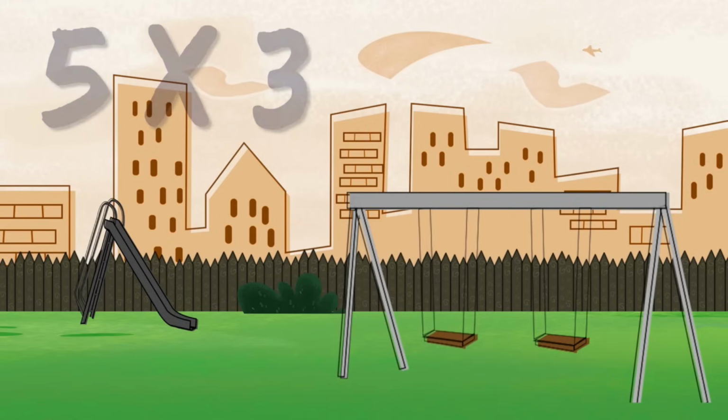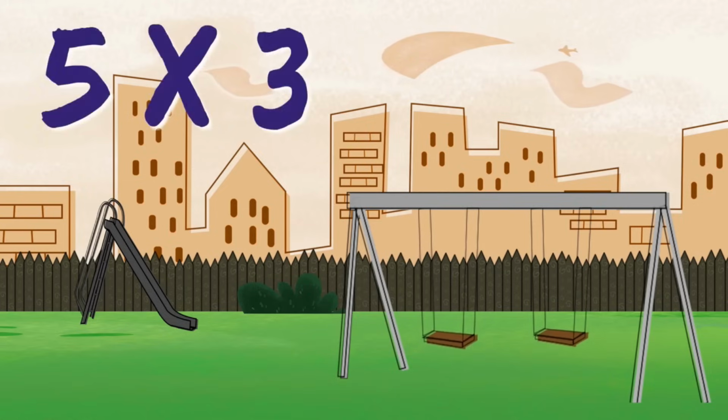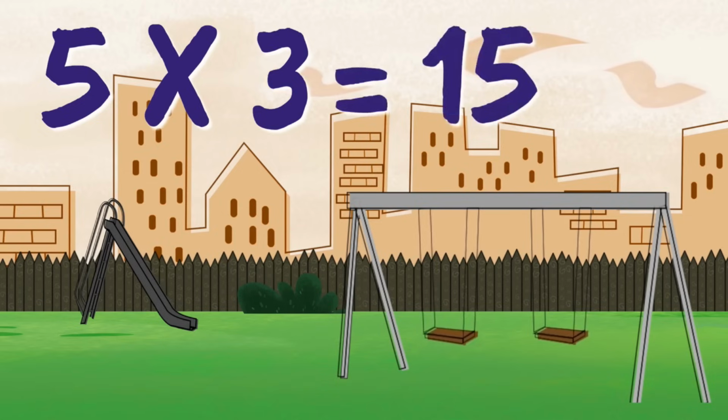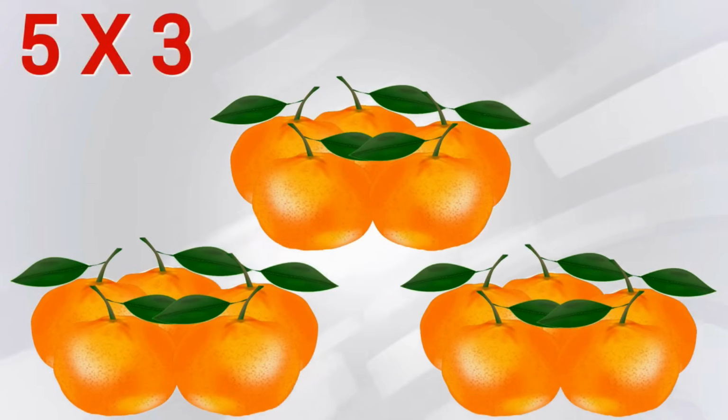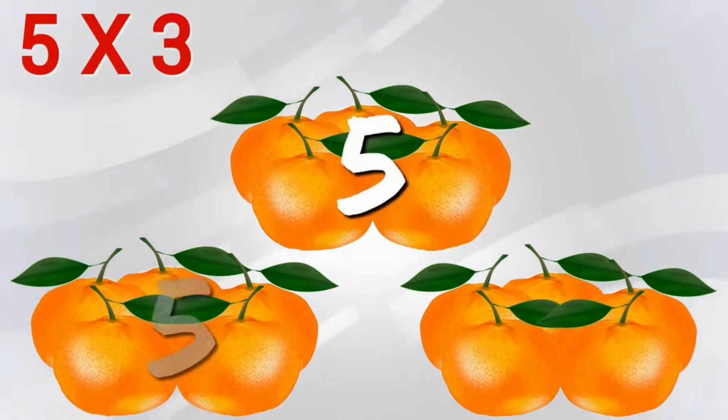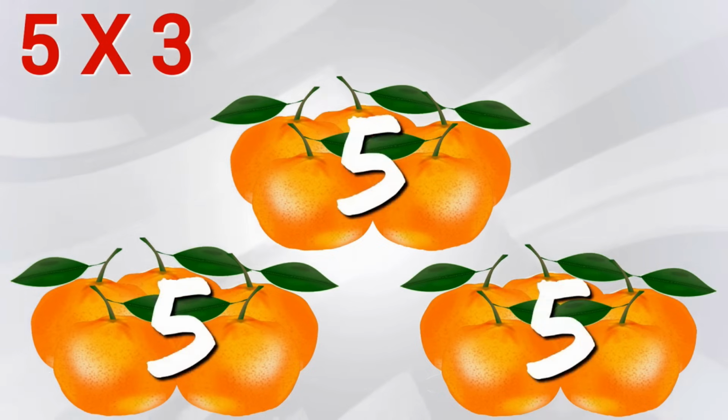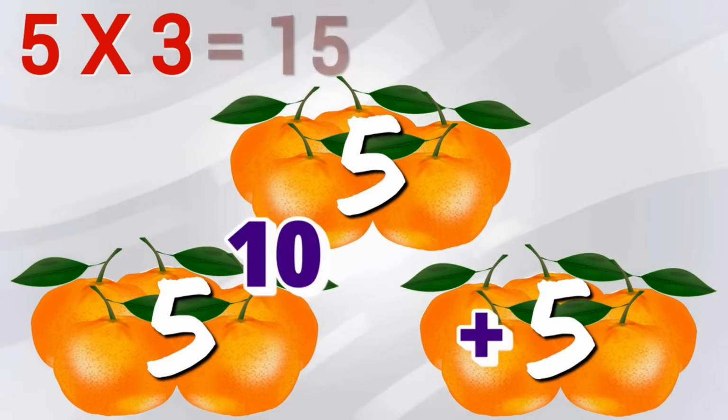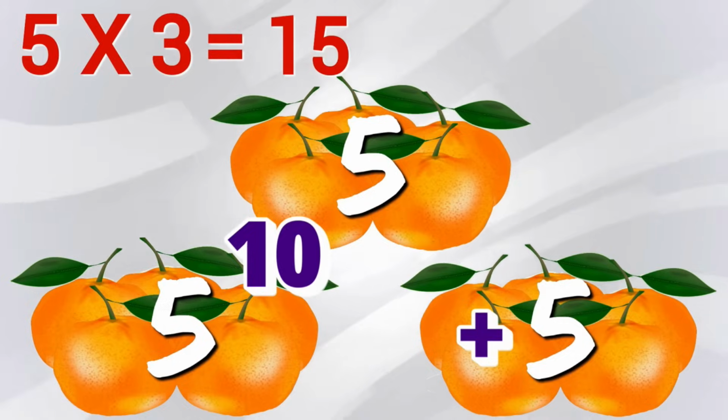Okay, let's try 5 times 3. What is 5 times 3? Yes, 15. 5 times 3 equals 15. Sweet. 5 times 3 is the number 5, 3 times. This is the same as 5 plus 5 plus 5. It's 3 5s. 5 plus 5 equals 10, plus another 5 is 15. 5 times 3 equals 15.